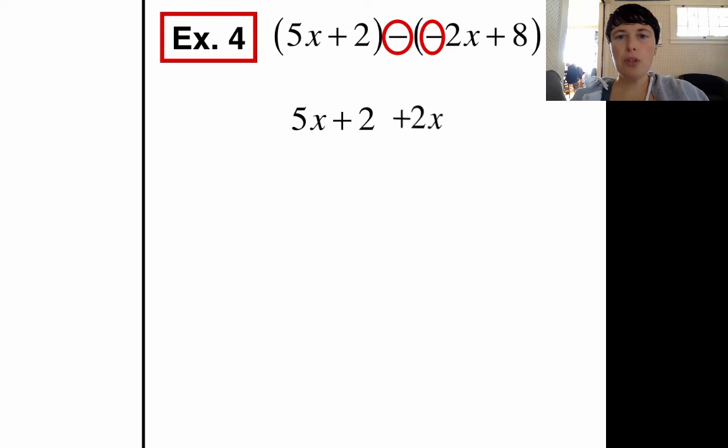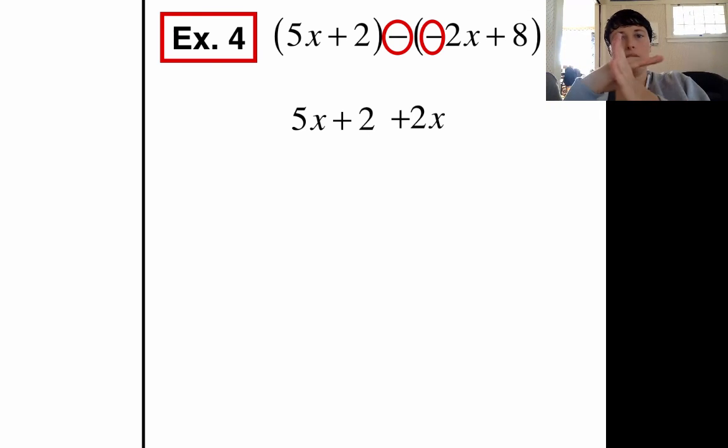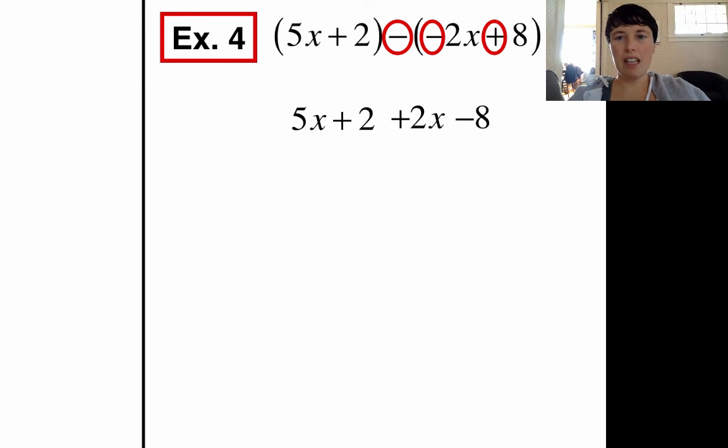I see two negative signs. Two negative signs make a positive. Negative, negative is a plus. I always remember negative, negative makes a plus. So it's plus 2x. And then it's take away the 8 because it's a positive 8. So we have plus 2x minus 8. Pay attention to those signs and how they're changing.